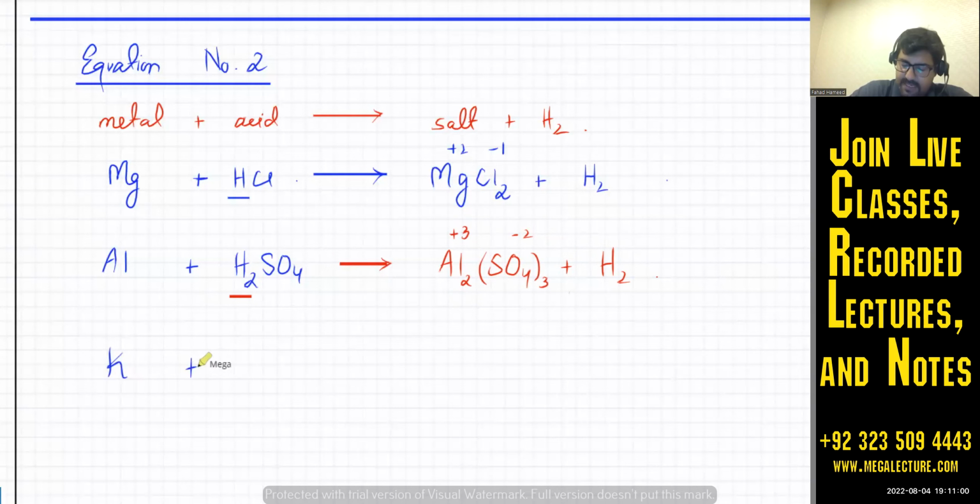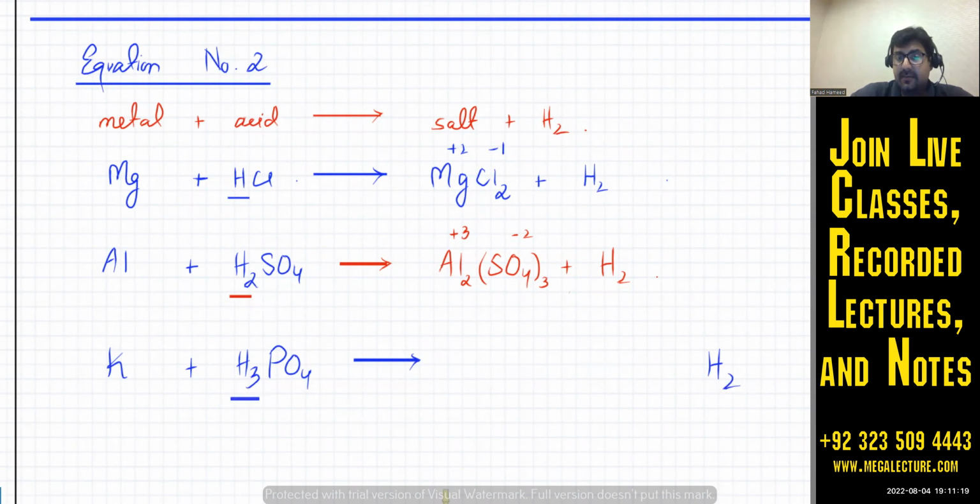What about, let's say, potassium with phosphoric acid? That's H3PO4. So what's going to be produced? It's going to be salt plus hydrogen gas. So that means the H turned into hydrogen gas, and what's left is your salt. So that's K and PO4. Now K is +1 and PO4 is -3, so if you do crisscross, it's going to be K3PO4. That's going to be your salt.